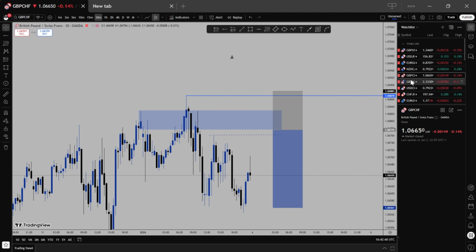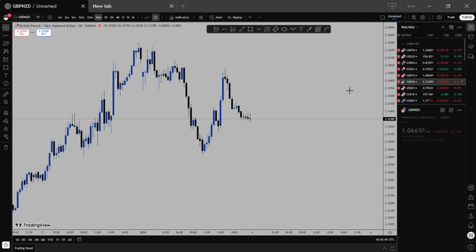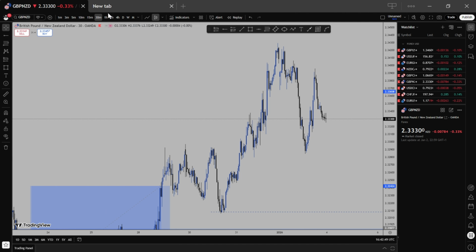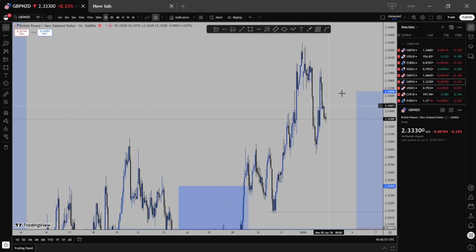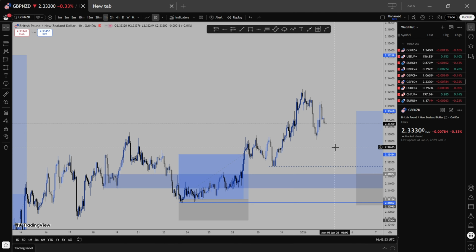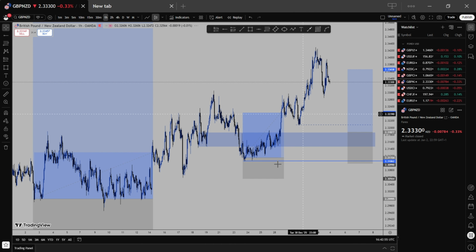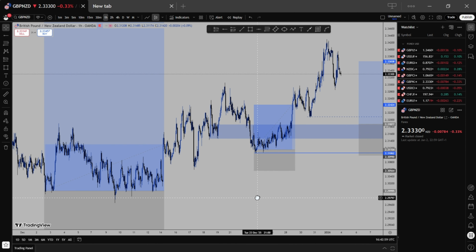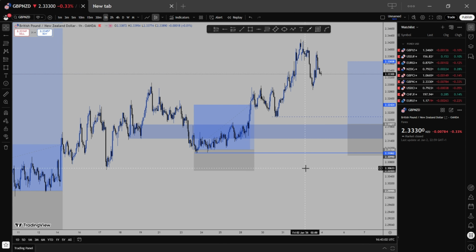The next pair on the list is GBP NZD. Yes, GBP NZD. So you can see I already took two trades on GBP NZD, and so far it has been following my strategy.